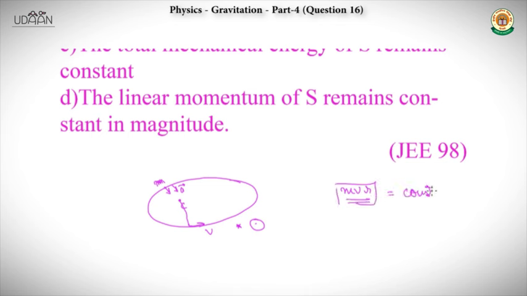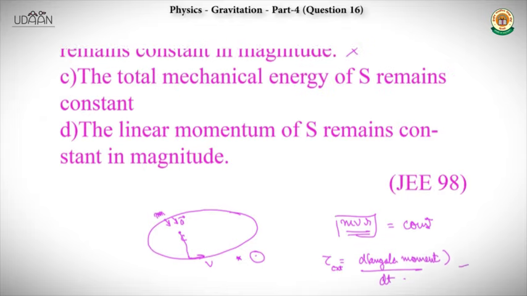Or we can think of it from this point of view also, that the net external torque is equal to the change in angular momentum upon dt. Here there is no external torque, the only torque is from the gravitational force, and this is also zero because it is passing through the center. So using this also we can find that the angular momentum will be constant. The magnitude as well as the direction would be the same, it won't change at all.